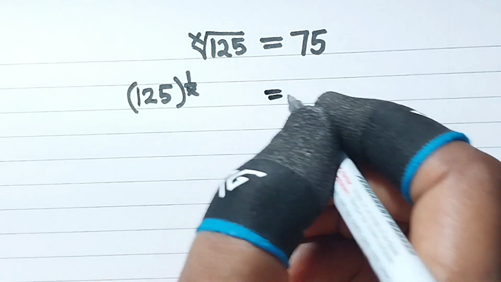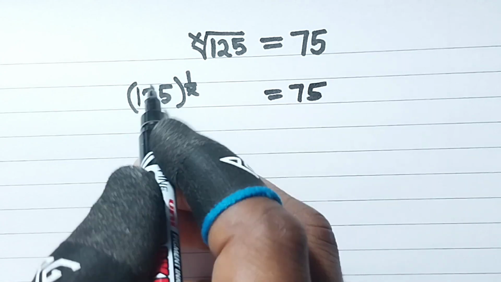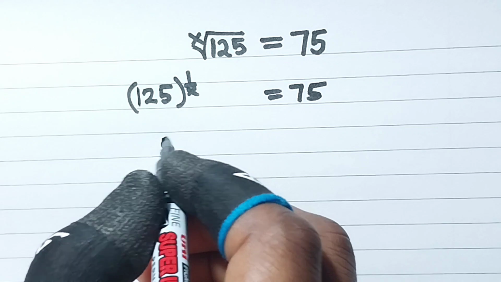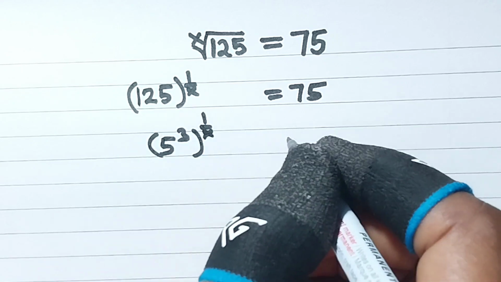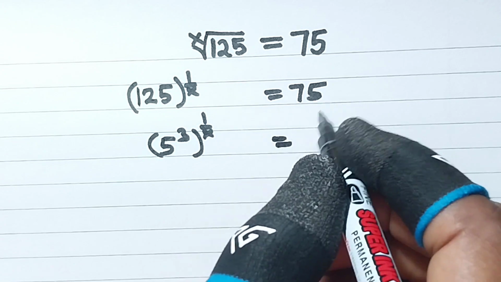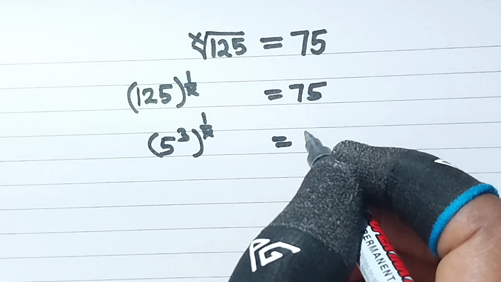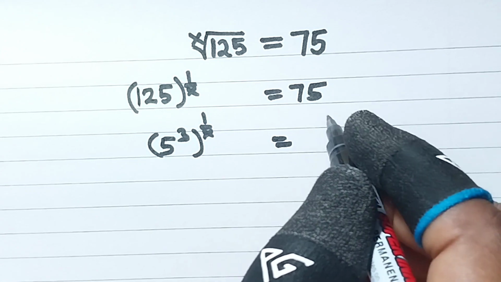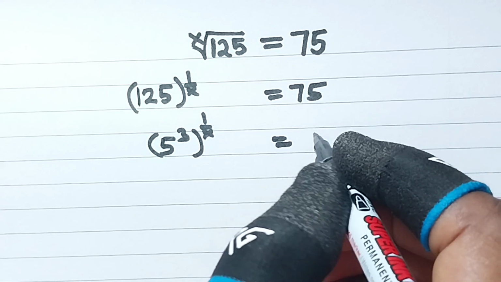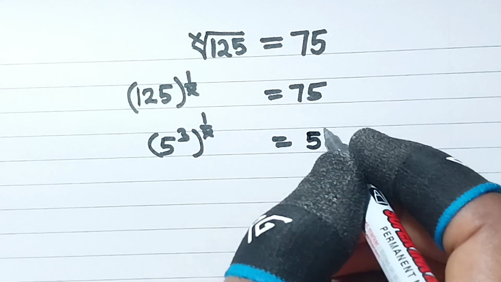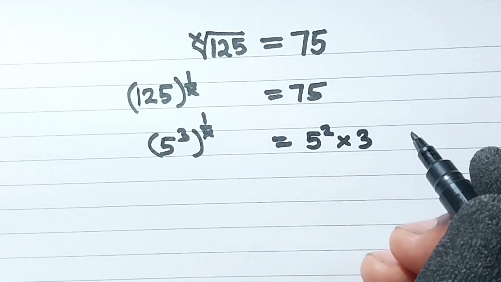is equal to 75. So that we can now break 125 to 5 raised to power 3, raised to power 1 over x, is equal to, this will still remain 75 because there is no way we can break 75 as 5 raised to power anything, except we can just say 25 times 3, which is 5 raised to power 2 times 3. Okay, that's some way to go.